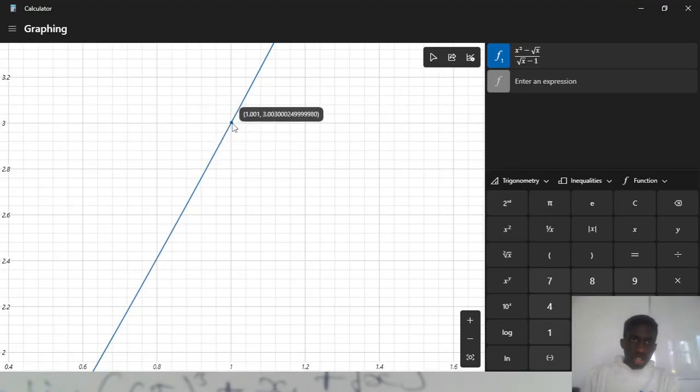As I approach 1, I approach 3, either from the left, or even if I come from the right hand side. As I'm approaching the value 1, I'm approaching 3. So that's what the limit means: the value which the y values approach as the x values get closer and closer to the marked value. That gives us an understanding of the limit.